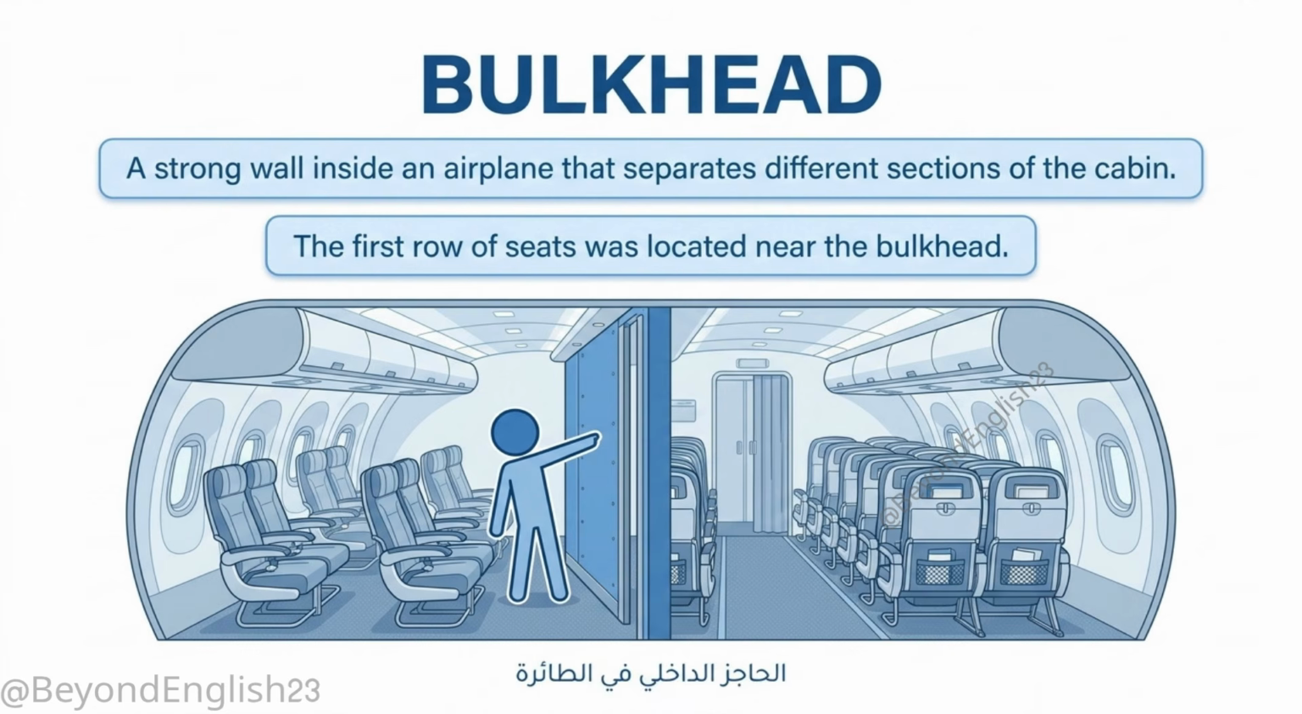12. Bulkhead. A bulkhead is a solid wall or divider inside an airplane that separates different sections of the cabin, such as separating passenger areas from the galley or other sections. Example: the seats near the bulkhead usually have extra space in front of them.